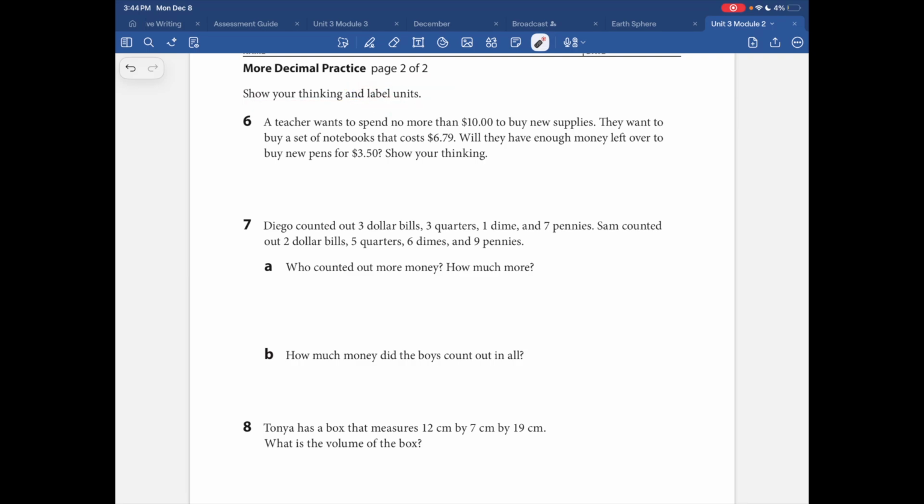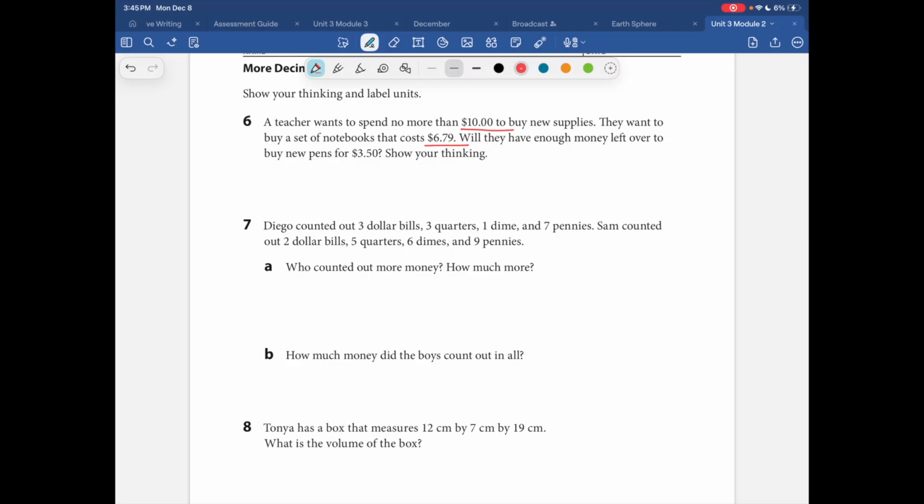So looking at number 6, it says a teacher wants to spend no more than $10 to buy new supplies. They want to buy a set of notebooks that costs $6.79. So the units that we are working with in number 6 is money. Will they have enough money left over to buy new pens for $3.50? So they're starting with that $10, and they want to buy something that costs $6.79.